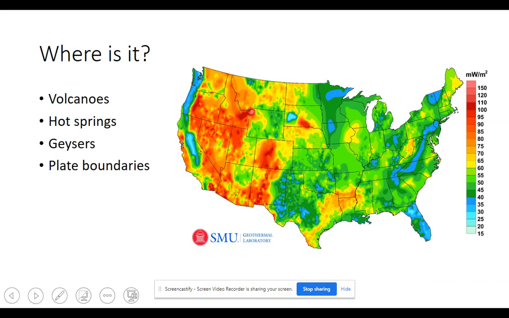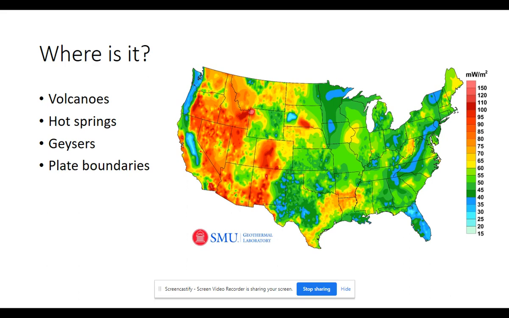The biggest problem is that not everywhere can do this. Now, inevitably, if you drill down far enough, you're going to find heat. But it is cost prohibitive. Drilling is extremely expensive, and you can't just drill forever. We just don't have the capabilities of drilling for kilometers and kilometers. So you have to have places where you don't have to drill down quite as far in order to get to that heat.